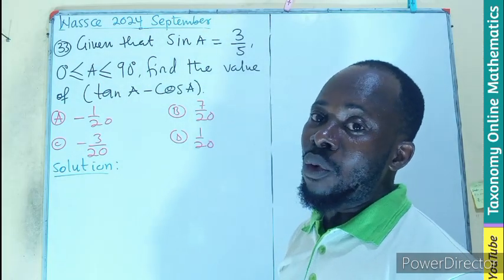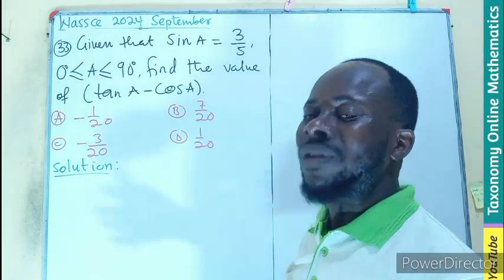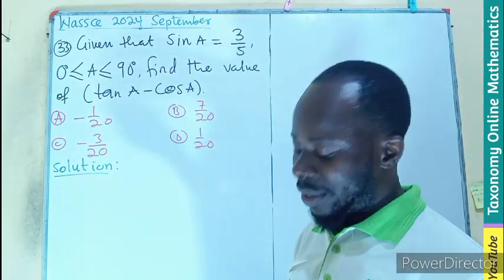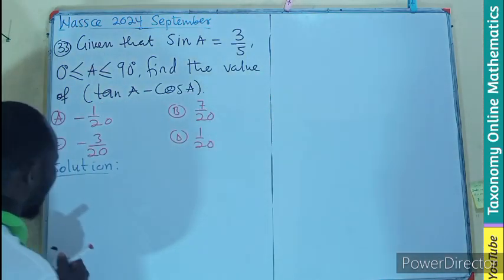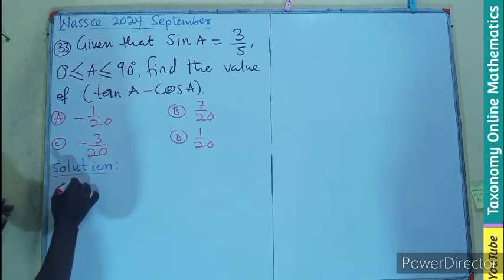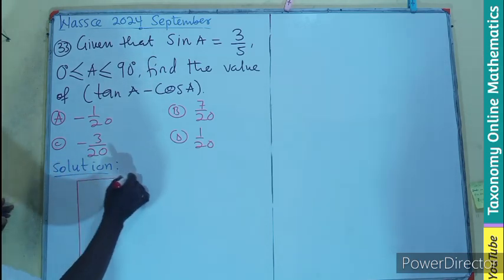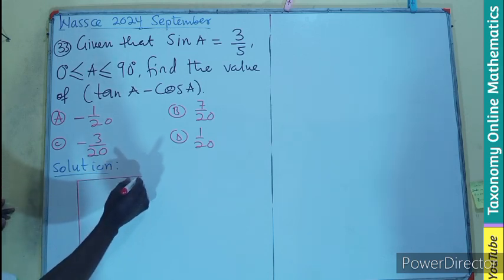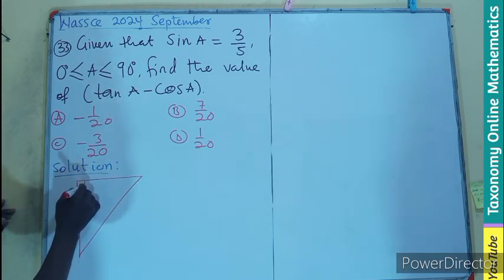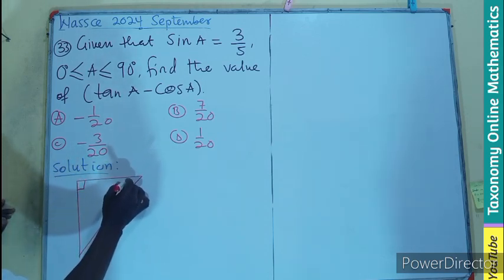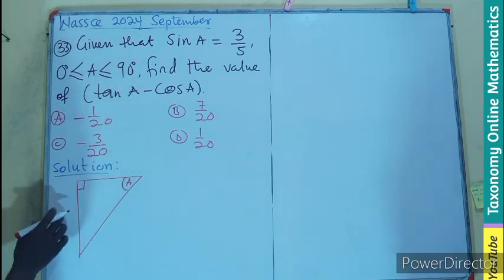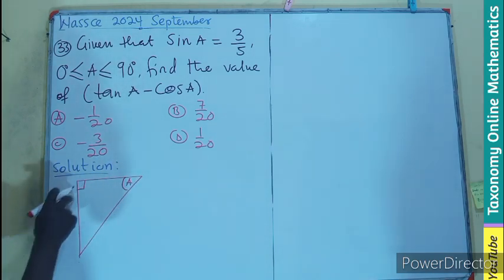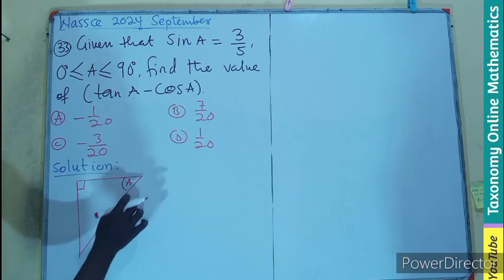So first of all, we need to know what the tan A is and the cos A is. The same angle A. So those angles are going to be in the right angle. So let's say we indicate this as our right angle. So this is the right angle. Let's say this is the angle A. This side is going to be the opposite side, the adjacent and hypotenuse.